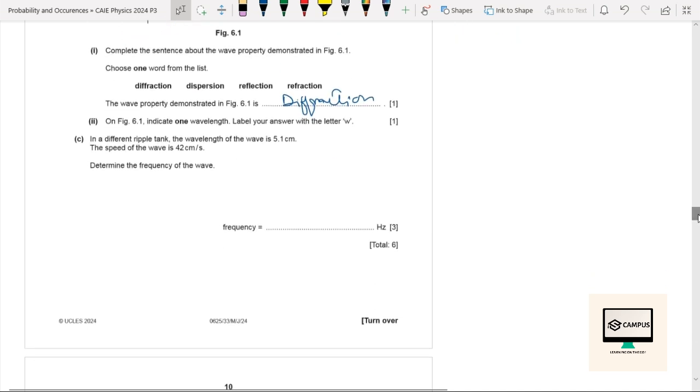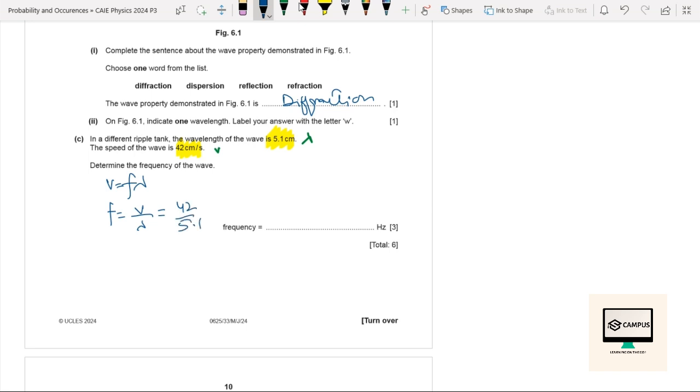In a different ripple tank, the wavelength of the wave is 5.1 centimeters, given, and the wave speed is this. So this is the lambda, and this is the v, which is the wave speed. We will use the wave equation, which is v equals f lambda. So f equals v over lambda, which is 42 over 5.1. The answer would be 8.23 hertz. That's it.